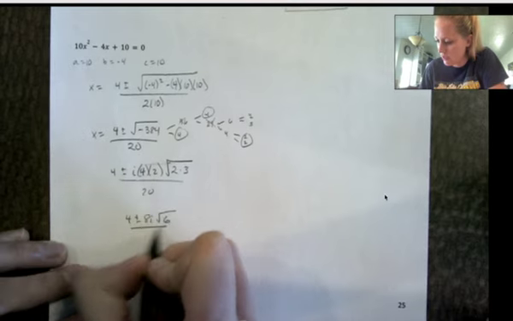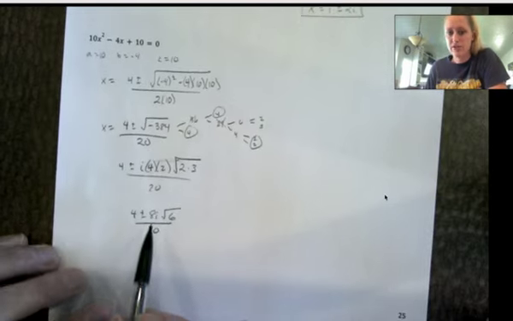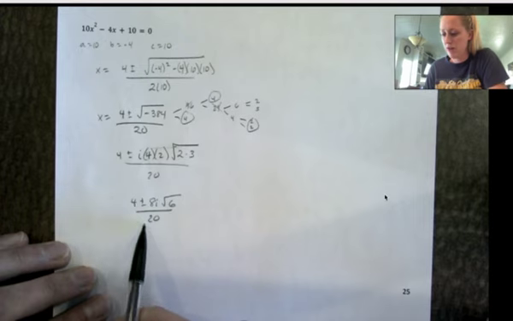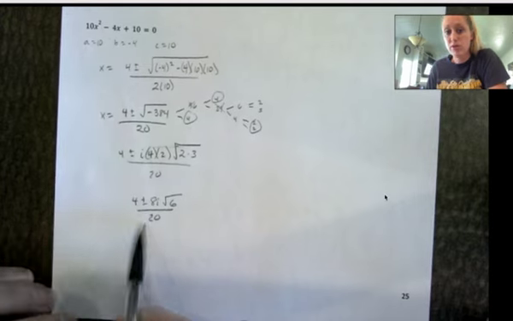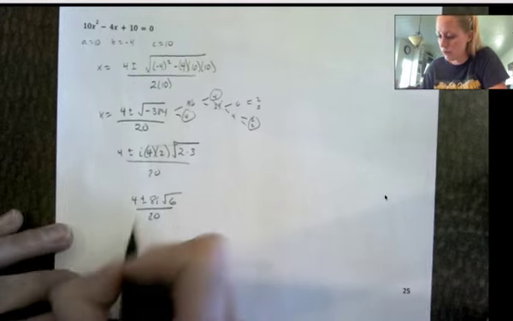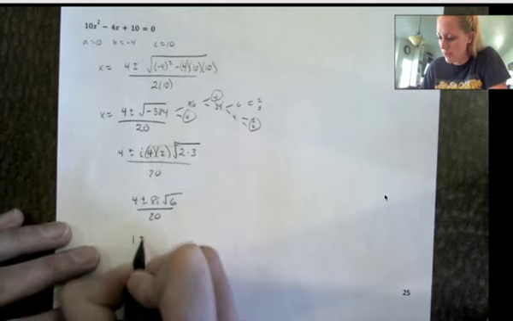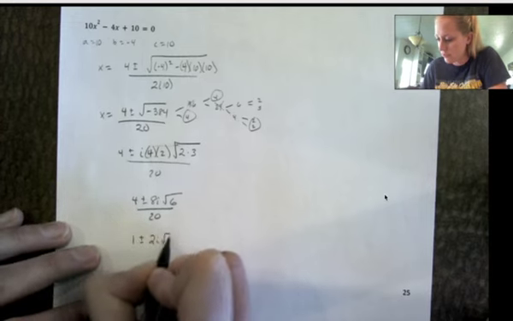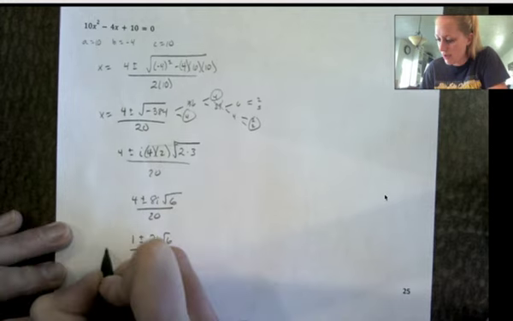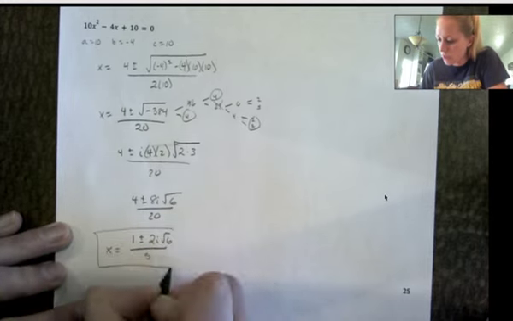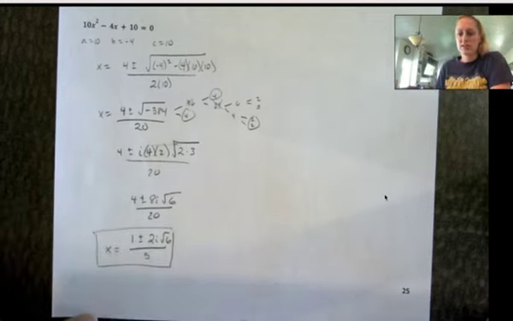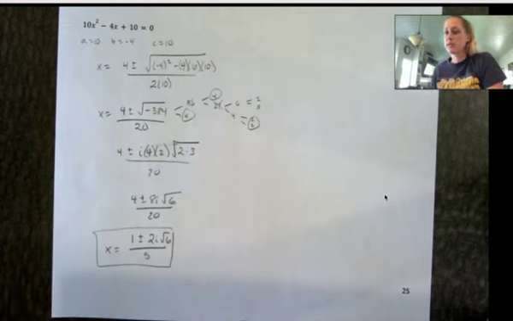6 underneath, over 20. So now this is where I want to look at these 3 values and see what goes into all 3 of those. 4 does, so I'm going to divide all 3 of those by 4. So I get 1 plus or minus 2i root 6, all over 5. So this would be our exact imaginary solutions, so we can give a solution even if there are no real solutions. Okay, that is it for 5-5.